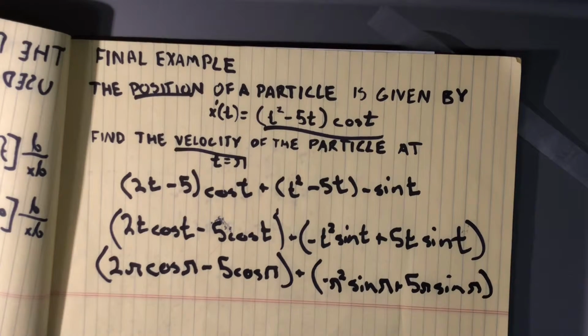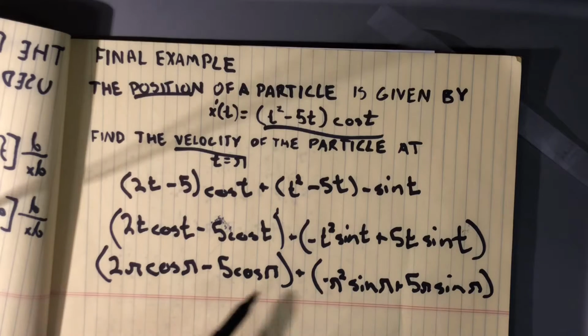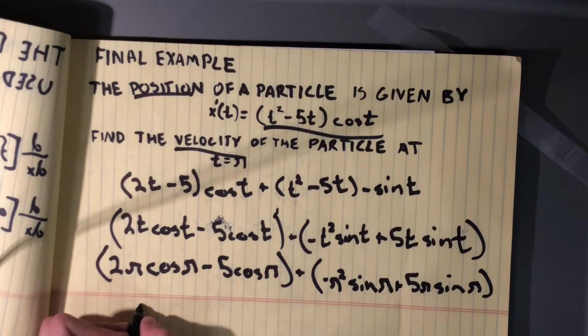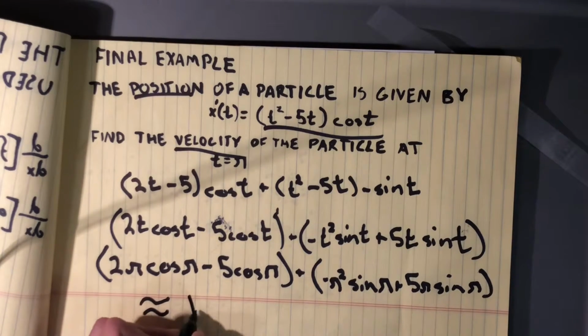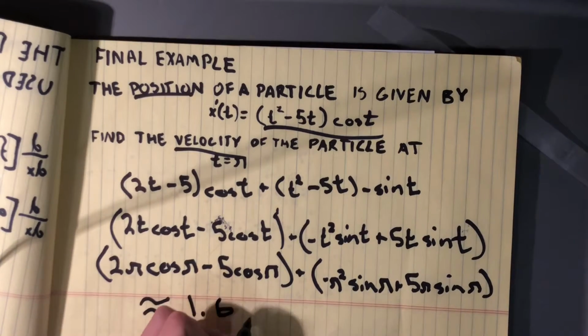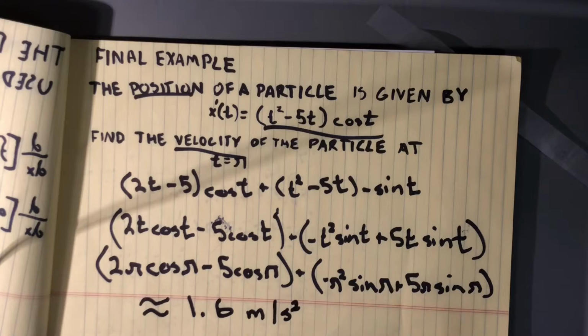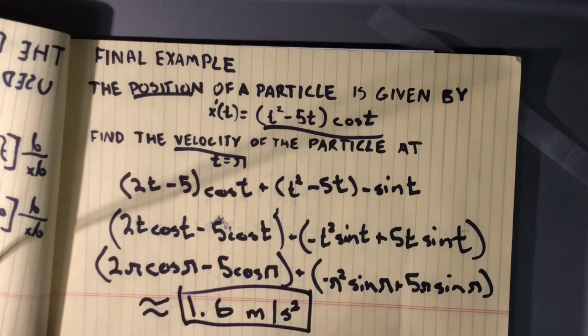So if we work that out in our calculator, if you plug all of that into your calculator, you will get 1.6 meters per second squared, which is your final answer.